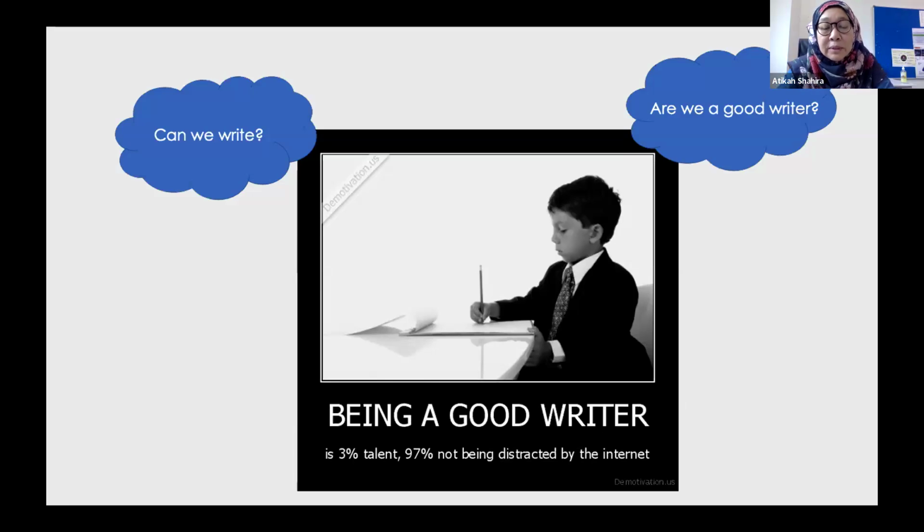It's actually 97% that comes from you. And when we talk about this 97% coming from us, not being distracted by the internet, meaning we cannot say that it's a commitment to our family, to our friends, hanging around with our friends, or maybe holidays, because Malaysia has a lot of public holidays. It's not a threat, actually.